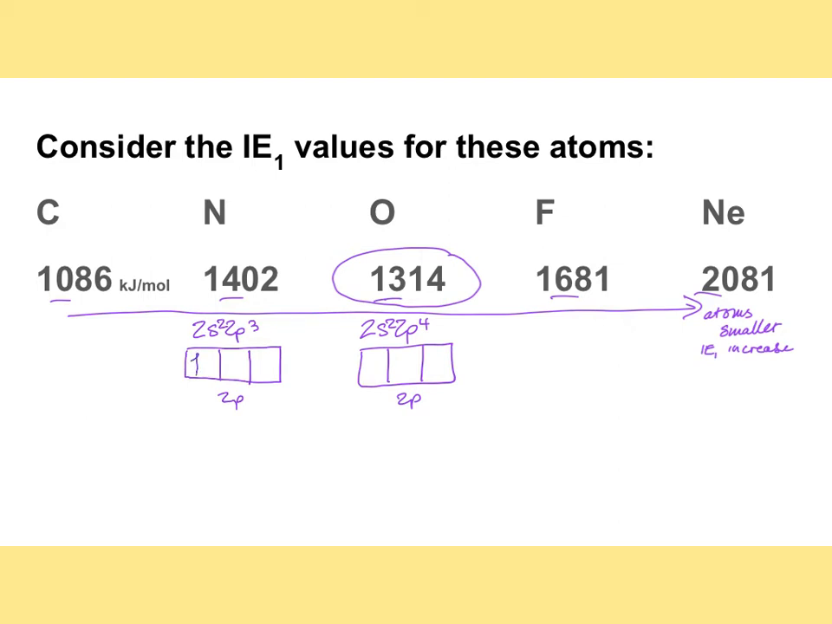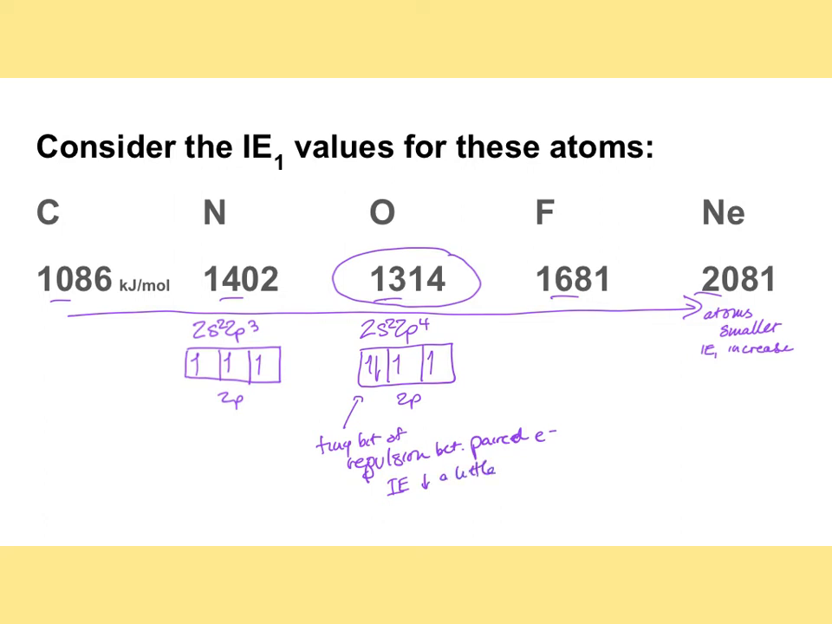In nitrogen, which has 3 electrons in the 2p, each electron has its own orbital. In oxygen, there is one of these 2p orbitals that has a shared pair. And what that introduces is a tiny bit of repulsion that wasn't present in nitrogen. And that tiny bit of repulsion between those paired electrons causes the ionization energy to go down just a little.